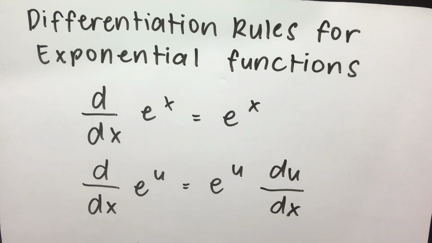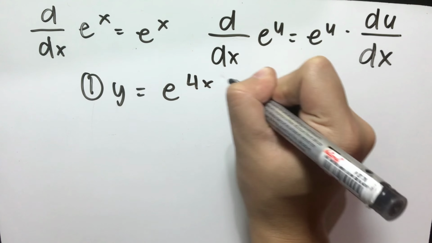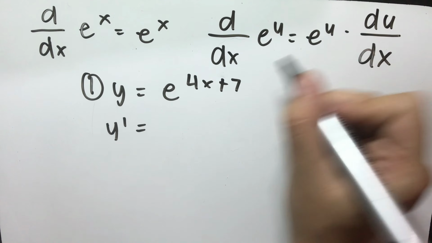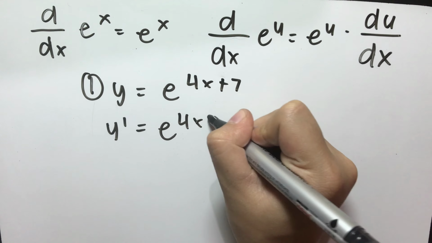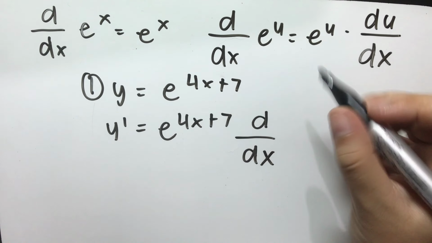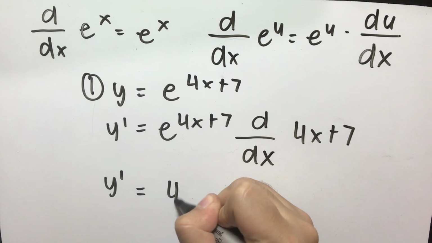So for number 1, y is equal to e raised to 4x plus 7. To get the derivative of this, we have to copy e raised to u, which is e raised to 4x plus 7, times the derivative of the exponent, 4x plus 7. And our final answer will be 4 times e raised to 4x plus 7.